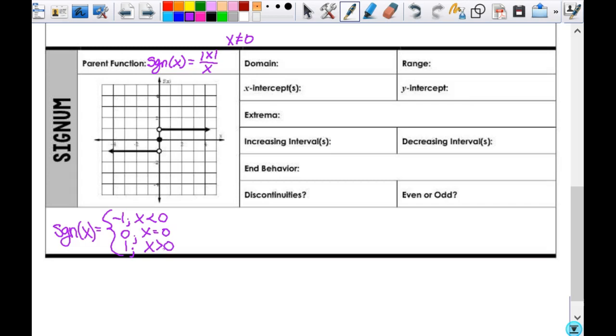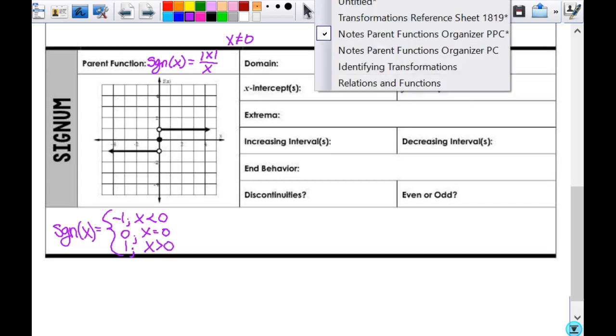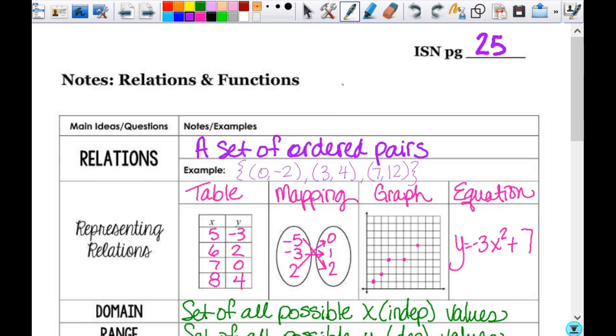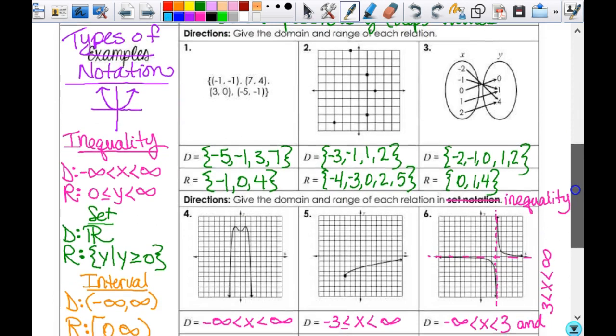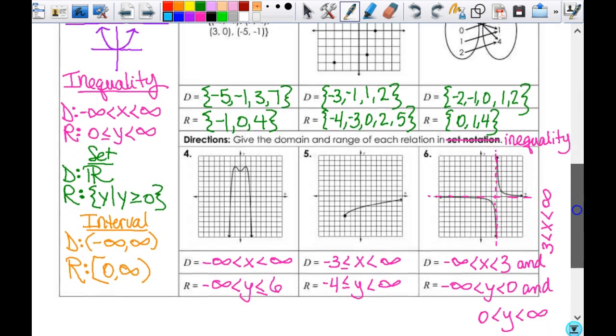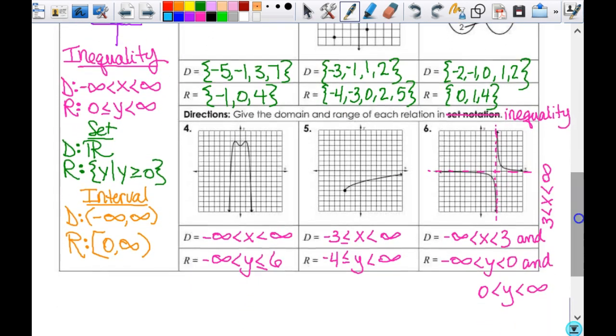So with that said, I want you to turn to page 25 in your ISN. And here's what happens. Because I did just completely make stuff up. I don't know. So when we talked about the different types of notation, right, so that we could actually do what it was being asked when.